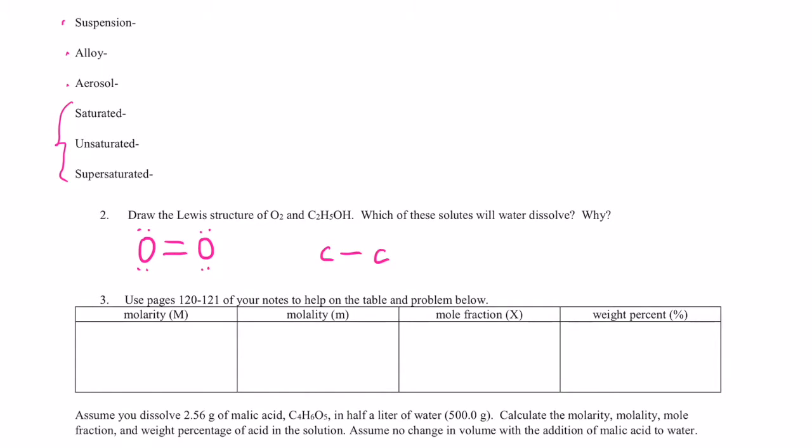We have 2 carbons bonded to each other. One of them has 3 hydrogens bonded to it. The other carbon would have 2 more hydrogens bonded to it. And then we'd have an oxygen and a hydrogen bonded to that other carbon. So that would be the Lewis structure for ethanol. I drew the O and the H sort of in a bent configuration because that's what its shape is there at the end. Okay, which of these solutes will water dissolve?